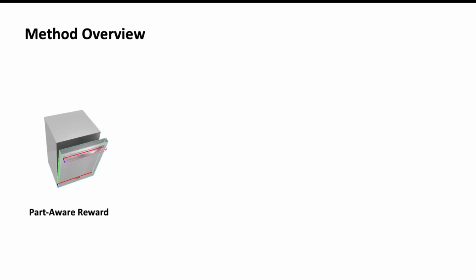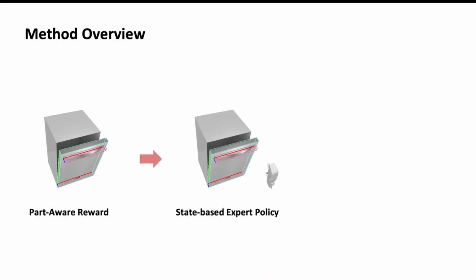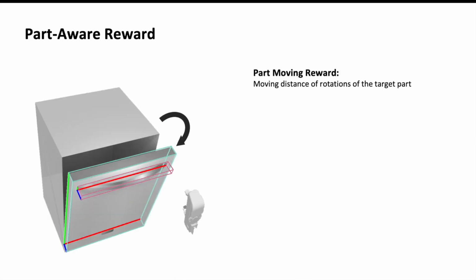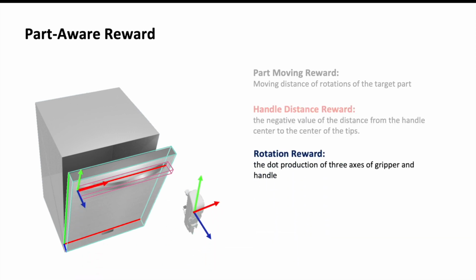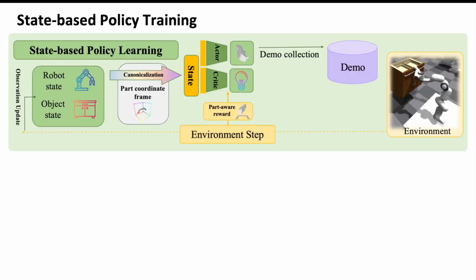Then, we will introduce our method. We first design a part-aware reward and use the reward to train a state-based policy. Then we use imitation learning to distill the knowledge to vision-based policy, which doesn't take any oracle input. We design a dense reward for these tasks to train a human-like policy. The part-moving reward encourages the part to move to the target pose. The handle distance reward encourages the gripper to close to the handle. The rotation reward encourages the gripper to attach the handle by the correct pose.